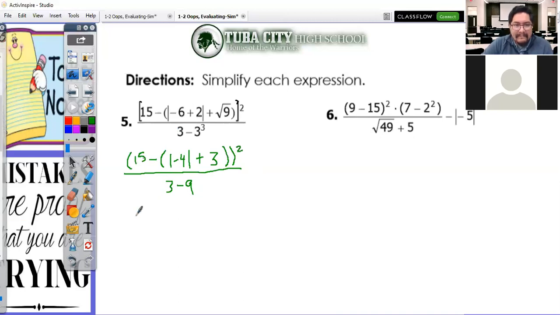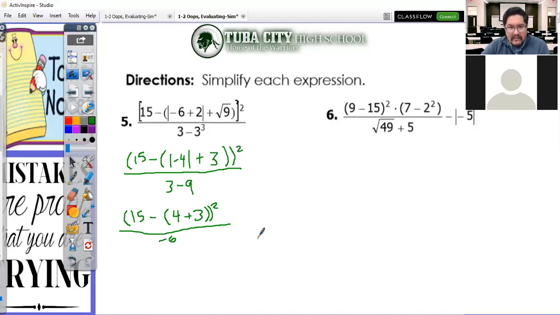So 15, and don't forget the parenthesis here, or the grouping symbol, I should say, minus, and then -4. So take the absolute value of -4. And again, it just pretty much turns anything positive. So that'd be +4 plus 3 all over -6.